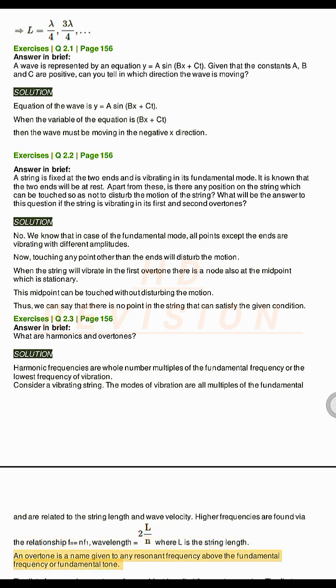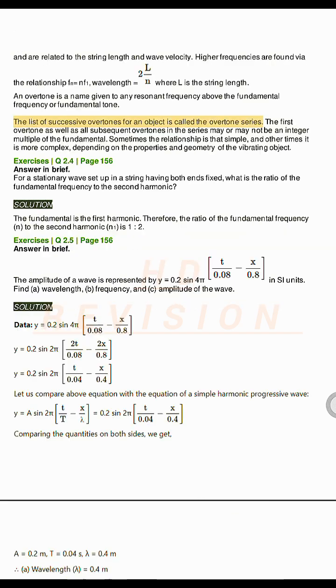An overtone is a name given to any resonant frequency above the fundamental frequency or fundamental tone. The list of successive overtones for an object is called the overtone series. The first overtone as well as all subsequent overtones in the series may or may not be an integer multiple of the fundamental. Sometimes the relationship is that simple, and other times it is more complex, depending on the properties and geometry of the vibrating object.